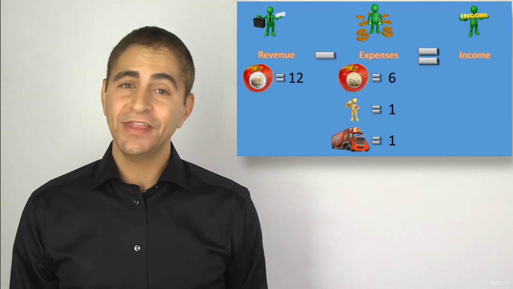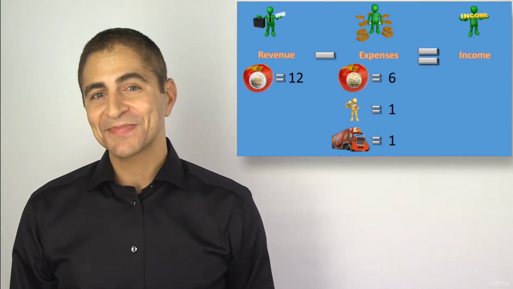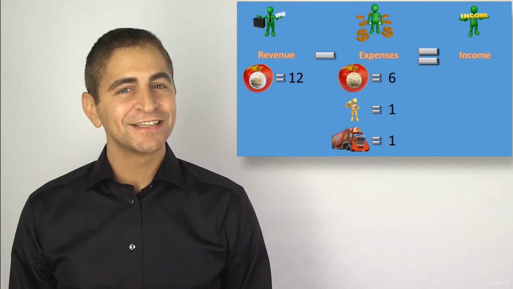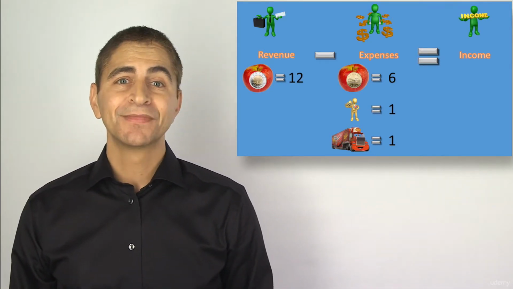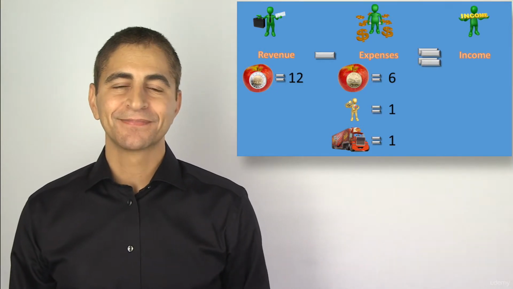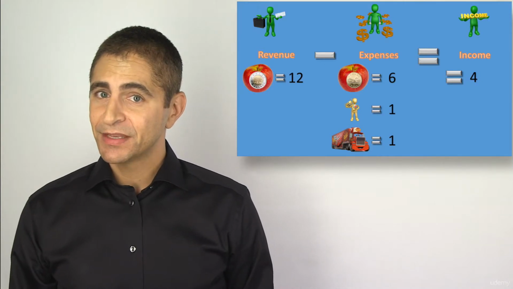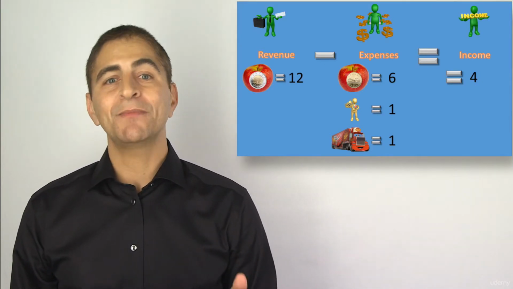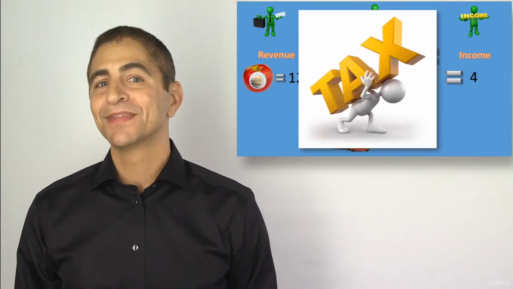And it's a beautiful thing because what we're going to do now is calculate taxes, and we're going to pay a little bit less tax. If we didn't depreciate this truck, we'd pay more tax. So what is our tax going to be? Well, our pre-tax net income is $4: 12 minus 6 minus 1 minus 1. We're going to get taxed on that $4 now.